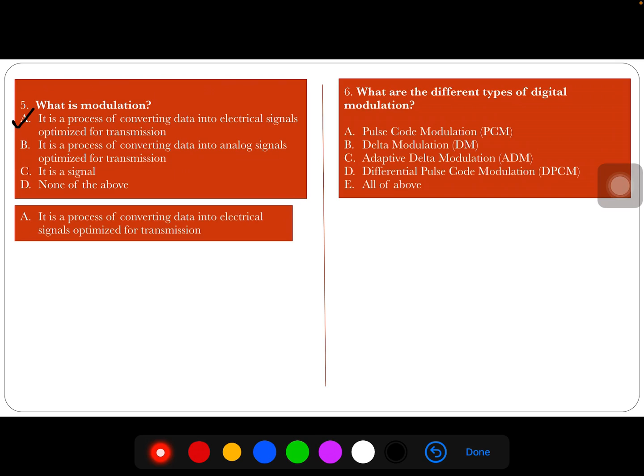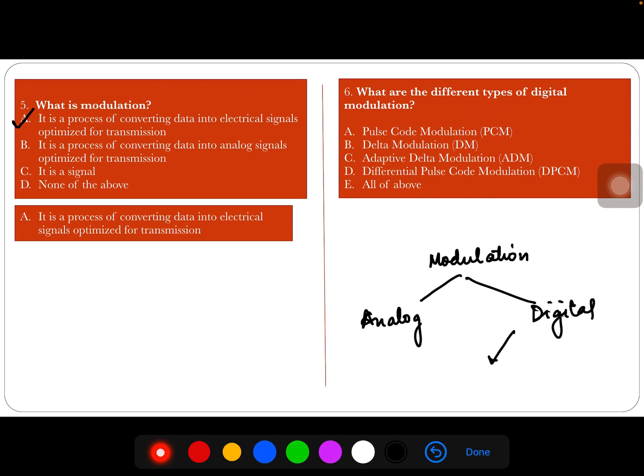Now another question, what are the different types of digital modulation? Modulations were basically of two types, analog and digital. If we talk about only digital modulation, then digital modulation can be pulse code modulation, delta modulation, adaptive delta modulation, or differential pulse code modulation. So all the types that are given in the options are correct. So the correct option is all of the above.